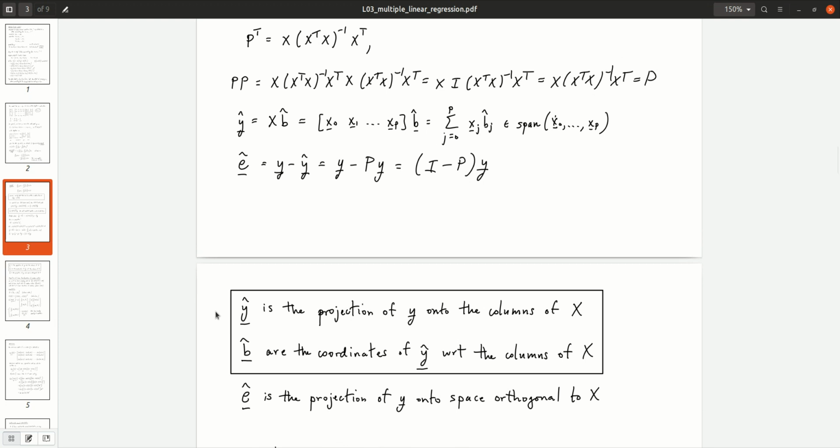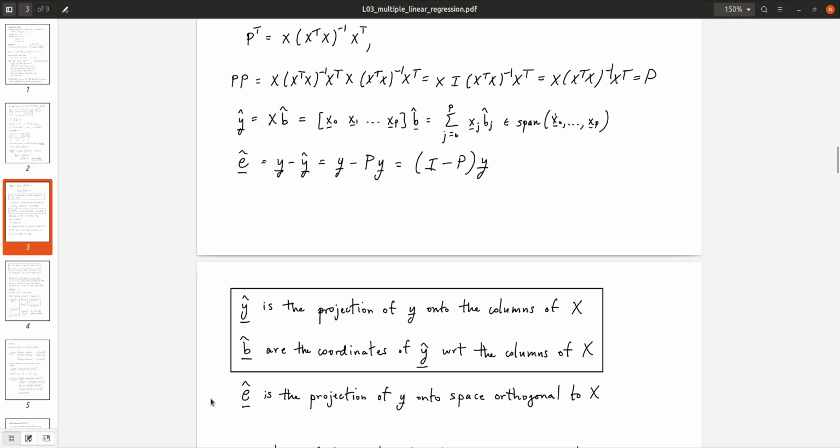Normally we think about regression as we get the coefficients first, the B hats, and then we figure out what the fitted values are. This is an alternative way of thinking about it: first you project the data onto the columns of X and get the fitted values, and then B hat just falls out as the coordinates of the fitted values with respect to the columns of X. And the last thing here, E hat, which I said before, is the projection of the data onto the space that's orthogonal, or the complement, of the span of X.